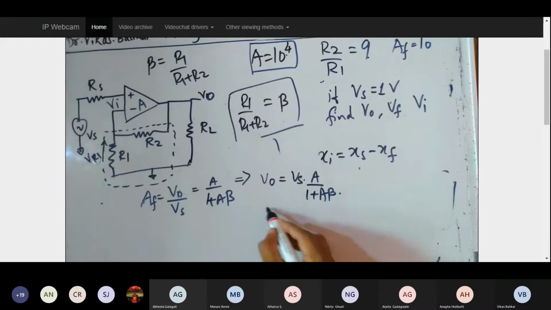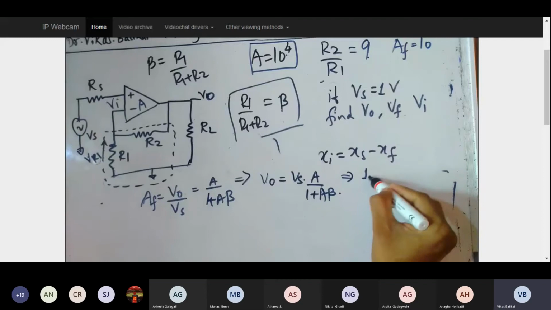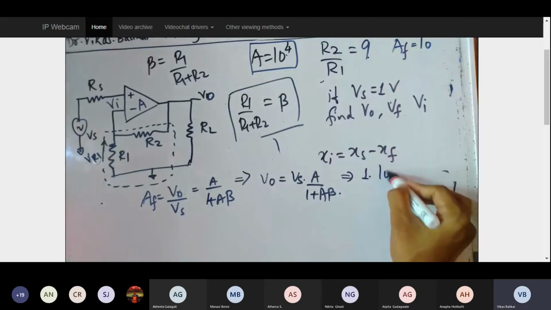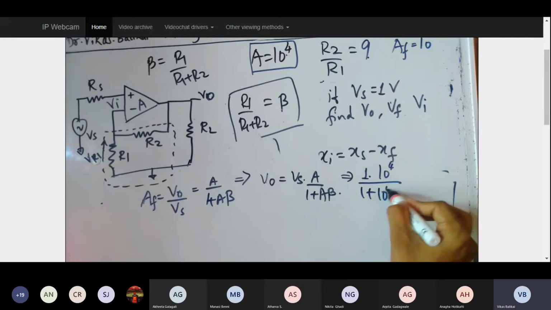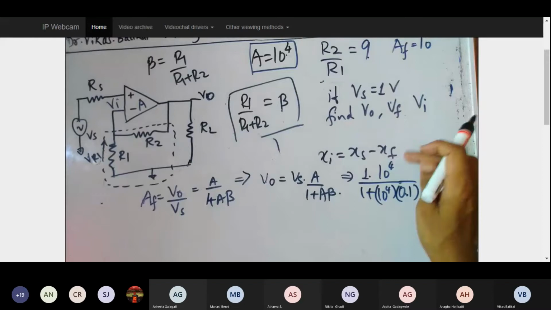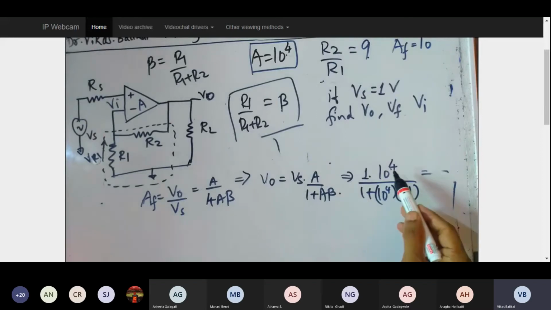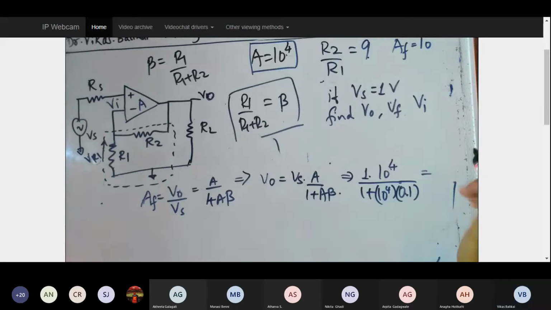So if I do this, can I calculate? What is Vs given? 1. What is A given? 10 raised to 4. 1 plus 10 raised to 4 multiplied by 0.1. Quickly tell me what will be the answer? Numerator will be 10 raised to 4. Denominator, now don't ignore this one: 1 plus 10 raised to 3, which is 1001. So 10,000 divided by 1001 will be somewhere around 9.99. Fair enough?